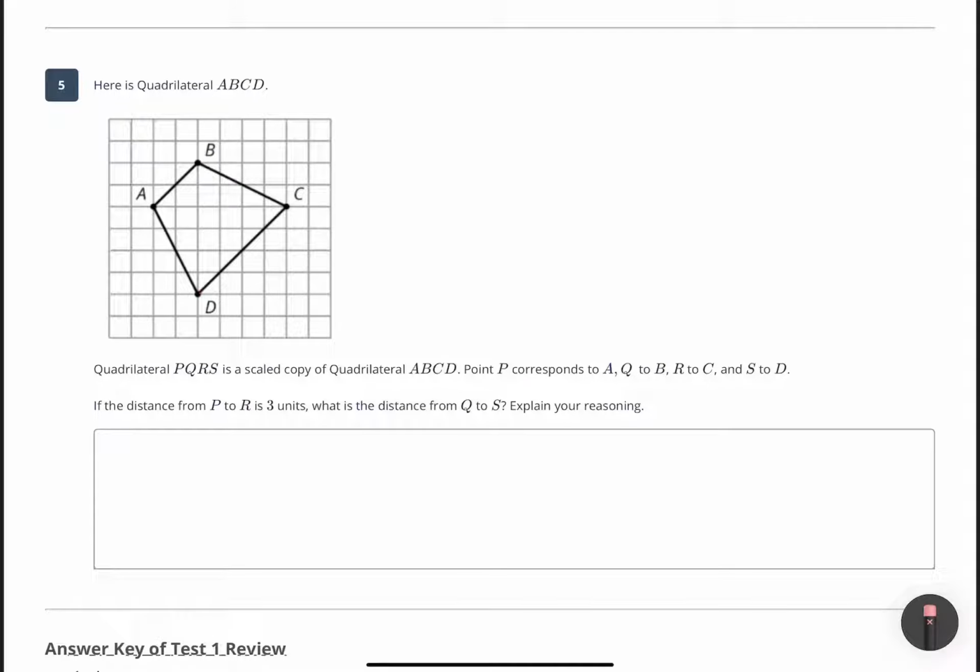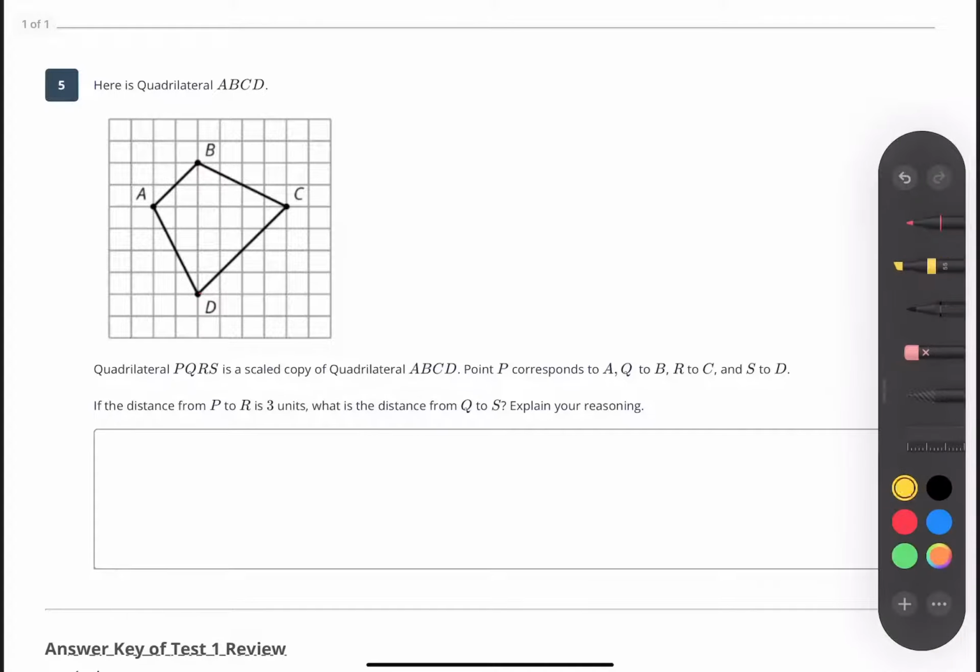It says, here is quadrilateral ABCD. Quadrilateral PQRS is a scale copy of quadrilateral ABCD. Point P corresponds to point A, Q corresponds to B, R corresponds to C, S to D. If the distance from P to R is 3 units, then what's the distance between Q and S? Before we even look at the picture, I need to figure out what this question is asking me to see what material I need.